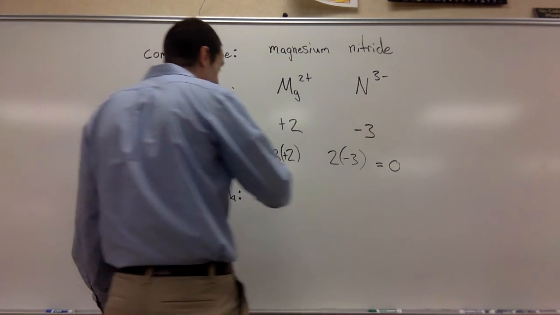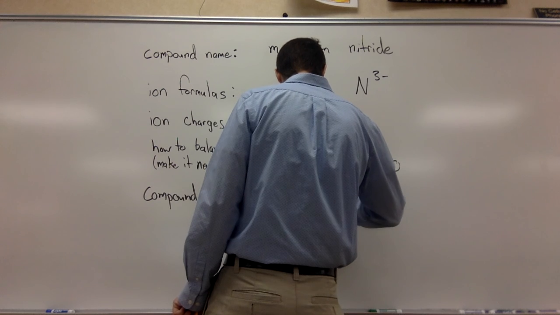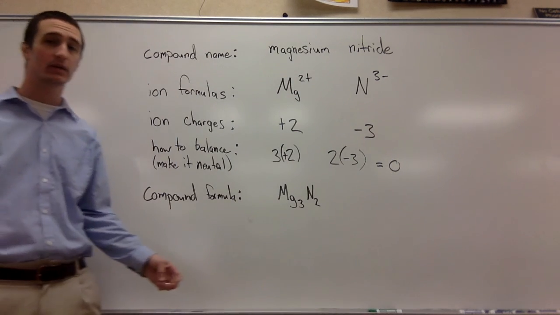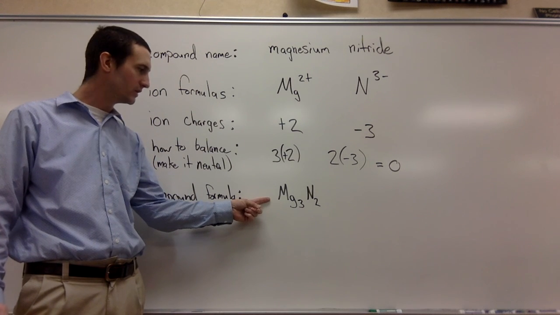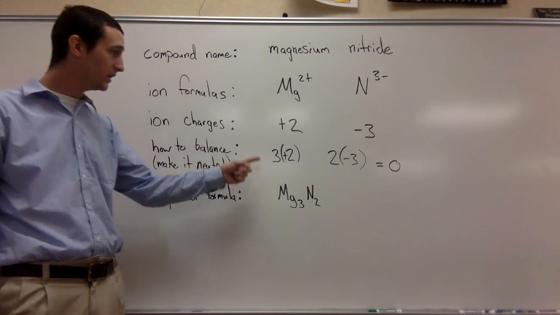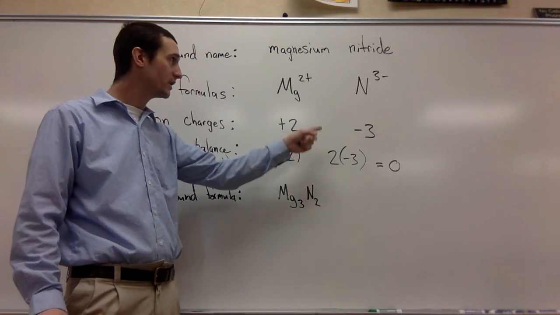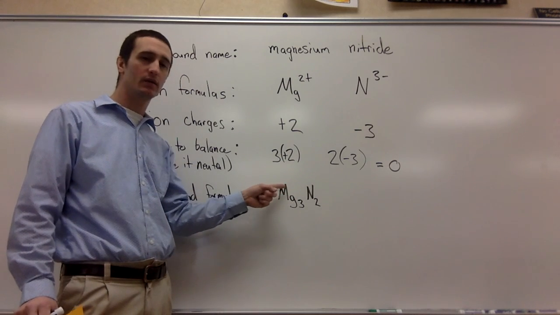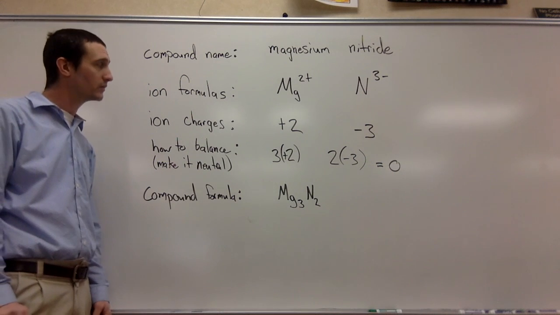Telling us the final formula for this compound is Mg3N2. And again, that reflects the number of ions for each one in this compound. Again, we leave the charges off when we write the final formula.